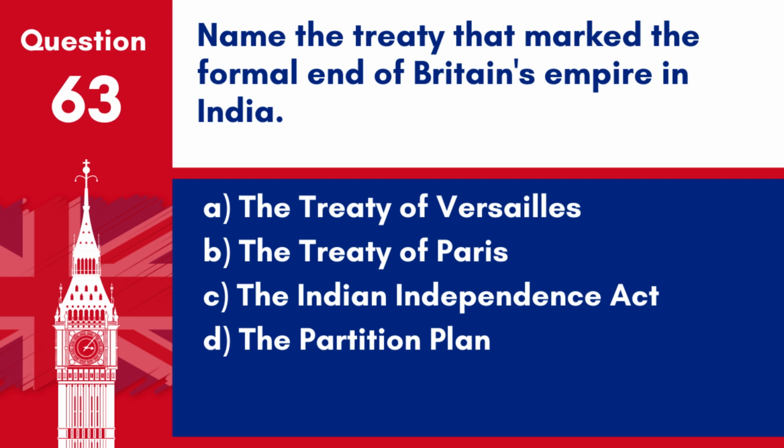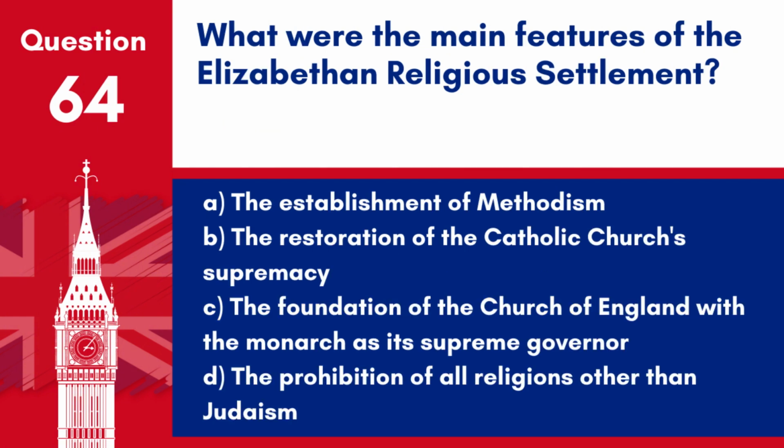Answer C. The Indian Independence Act. The Indian Independence Act of 1947 marked the formal end of British rule in India and the partition of the subcontinent into India and Pakistan. Question 64. What were the main features of the Elizabethan religious settlement?